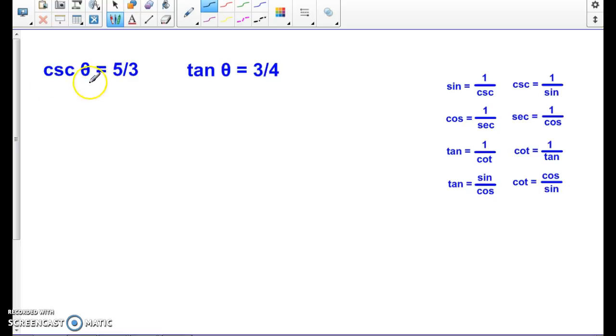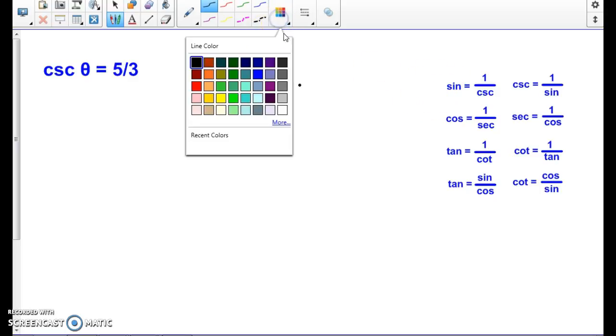Here we are. We have the cosecant of theta is 5/3 and the tangent of theta is 3 over 4. And I need to find all the other trig values. So I'm going to write the answers on the side. I'll switch up colors in case you're sick of that ugly color there.